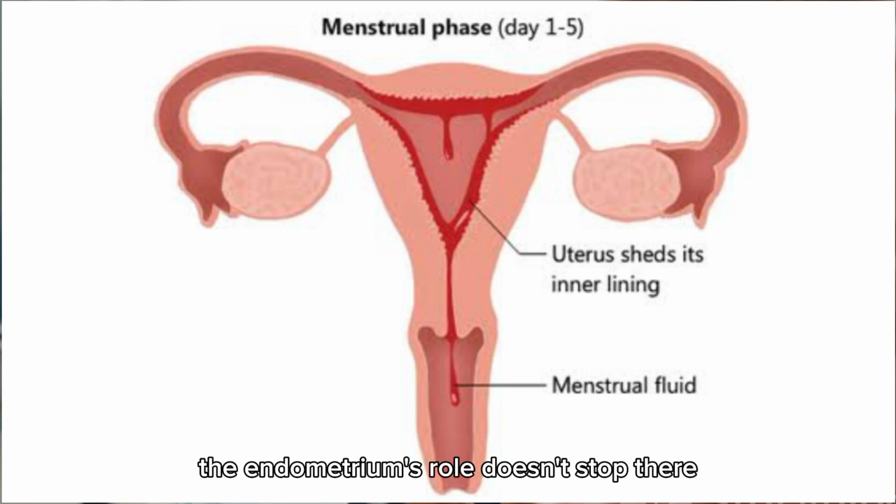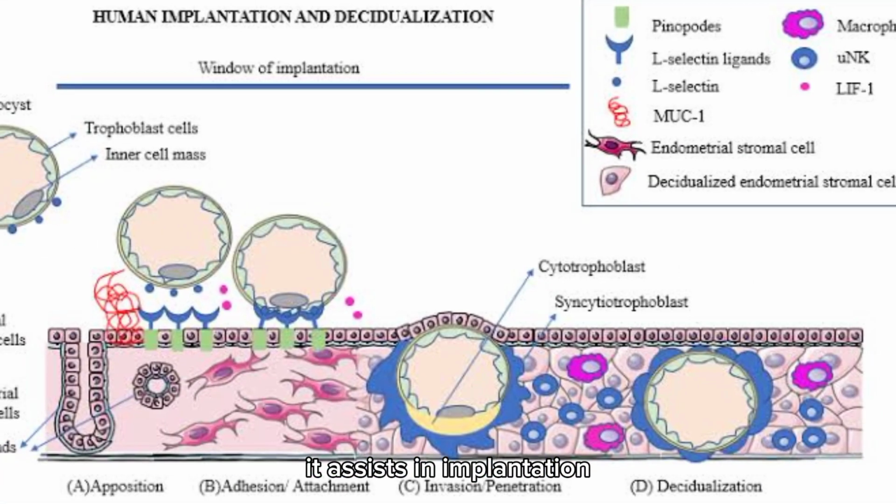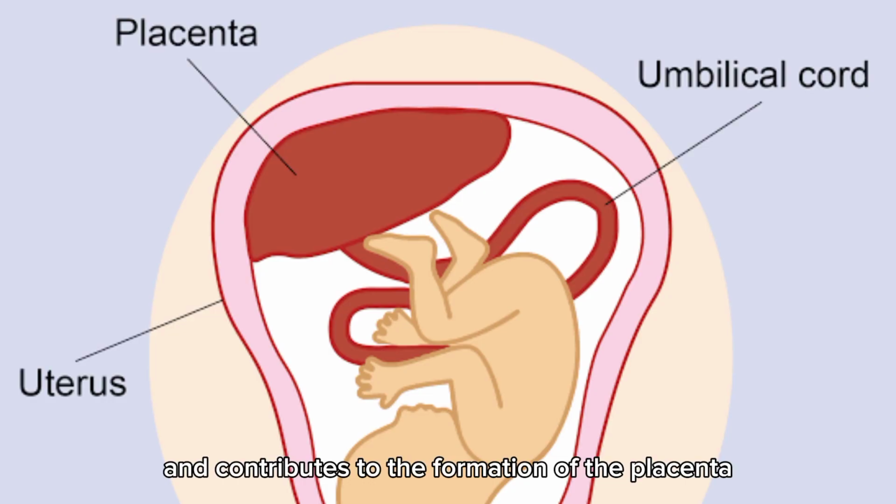The endometrium's role doesn't stop there. If fertilization takes place, it assists in implantation and contributes to the formation of the placenta.